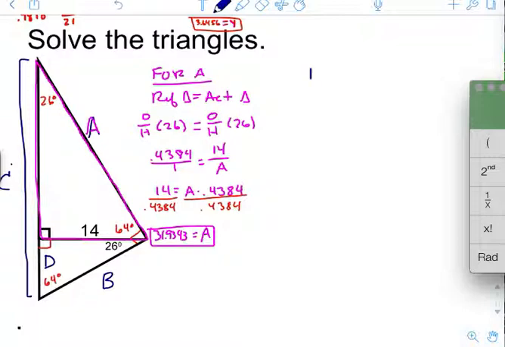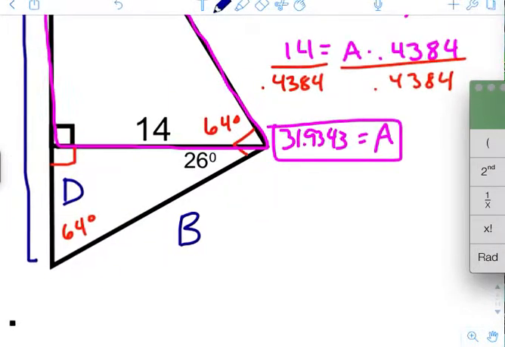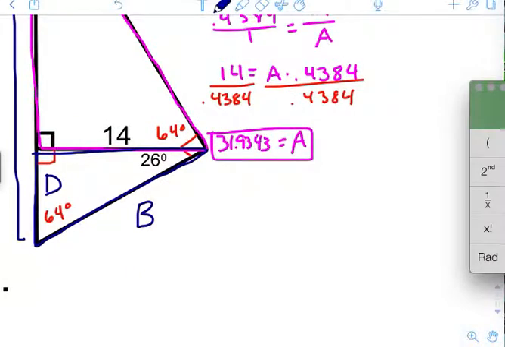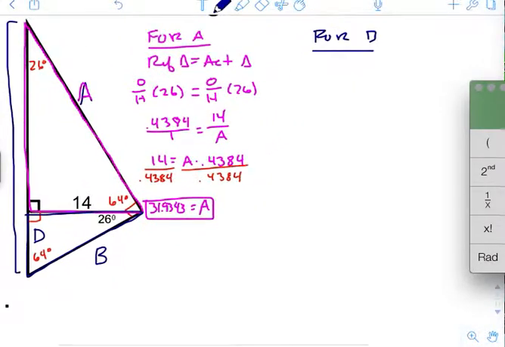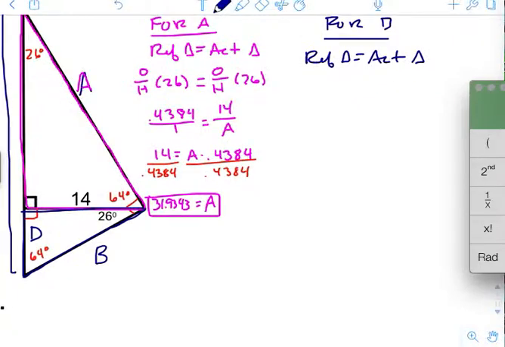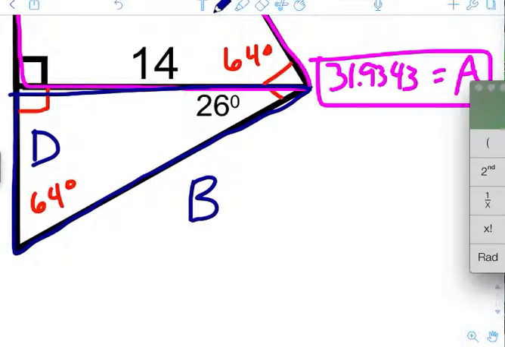Okay, so for B and for D, again I could consider maybe the biggest triangle here, but I'm going to take this small one just because I think it's easier. The reference triangle is equal to the actual triangle. We have to pick a reference angle, and we have to start picking sides. We had to involve 14 again because 14 is part of this smaller triangle. I'm going to use 26 as a reference. I did the same thing in the last one, I believe.